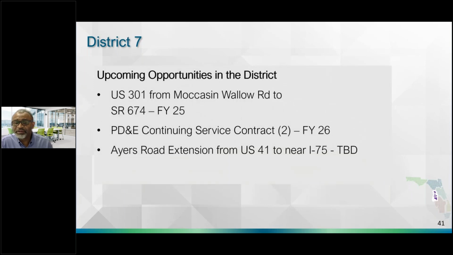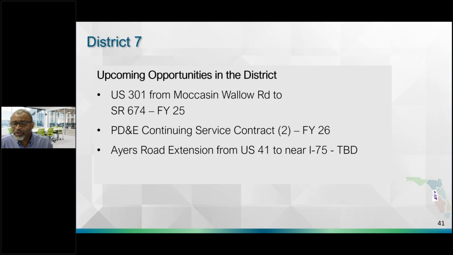Upcoming opportunities here in District 7. We have US 301 from Marcus and Wallow Road that starts in District 1, I'm sorry, and comes into District 7 to 674 sometime in fiscal year 25. We had a desire to do these before, but we could not get it on our cap plan. So we're looking to do that sometime in late fiscal year 25.